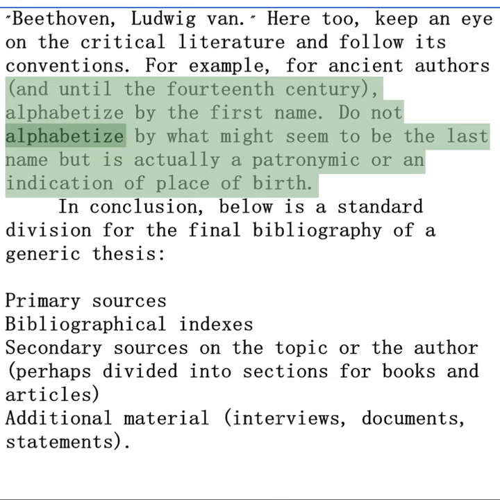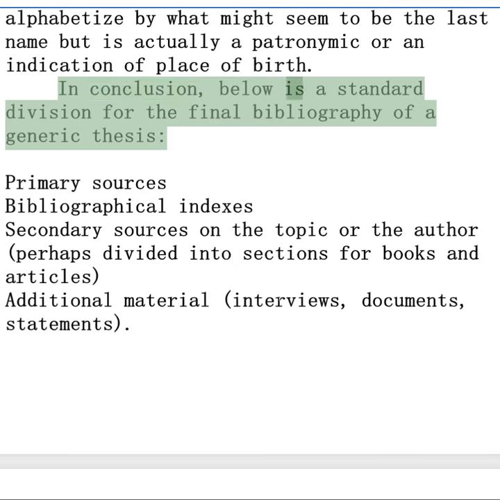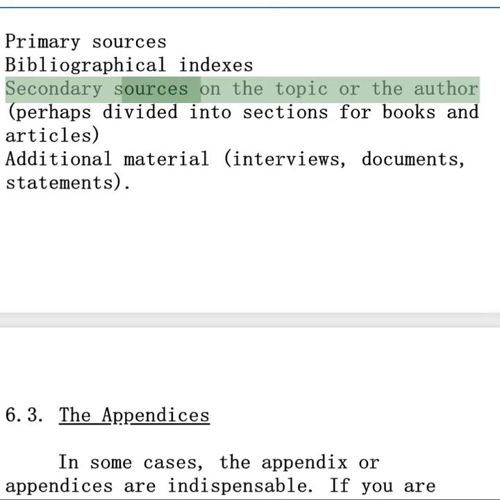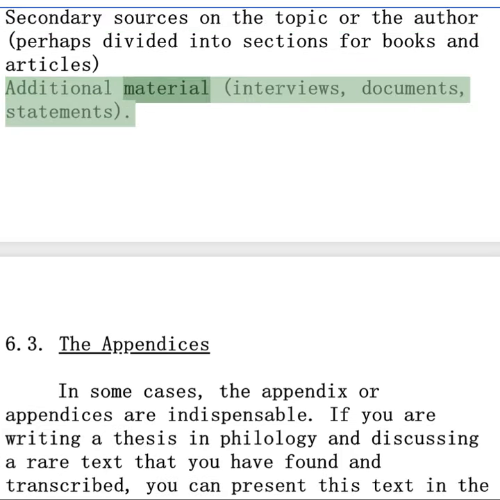Do not alphabetize by what might seem to be the last name but is actually a patronymic or an indication of place of birth. In conclusion, below is a standard division for the final bibliography of a generic thesis. Primary sources: bibliographical indexes. Secondary sources on the topic or the author. Additional material.